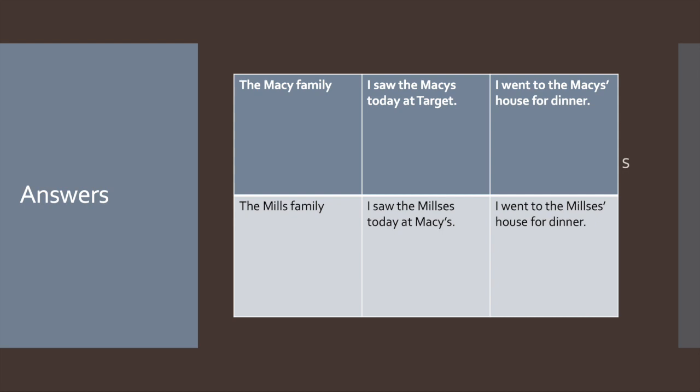However, if I'm talking about going to their house, they own their house, and so that's possessive. So I went to the Macy's, I formed the plural in the first sentence, I add an apostrophe, and then I'm done. The Mills, I'm going to say Millses. I can't imagine saying I saw the Mills today at Macy's. I'm going to say the Millses. And then if I want to add possessive to that, I'm going to add an apostrophe at the end. I went to the Millses' house for dinner.